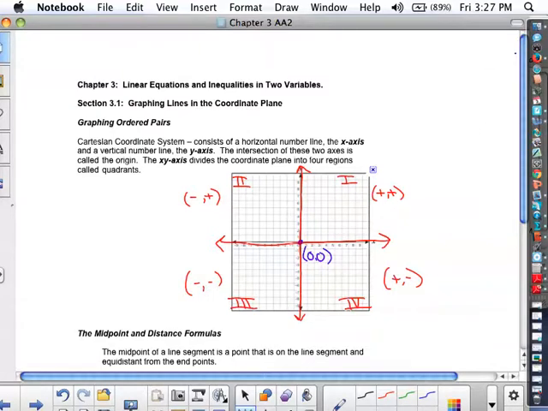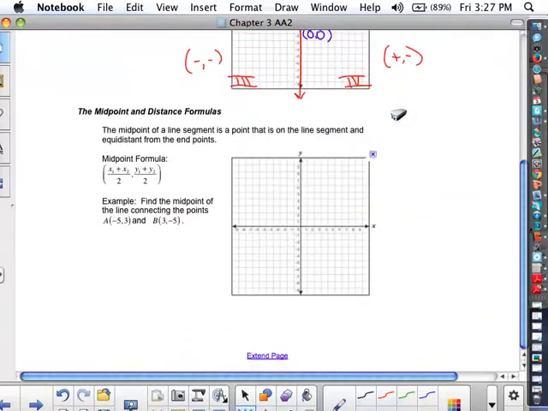Okay, the distance formula and the midpoint formula. This is just review for everyone. You know how to use these. You've seen these before. The midpoint formula, x1 plus x2 over 2. So you're averaging those 2 points. The y value, y1 plus y2 divided by 2. Again, you're just finding the average of those 2 points.